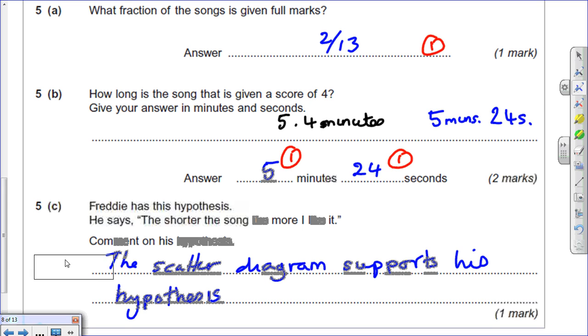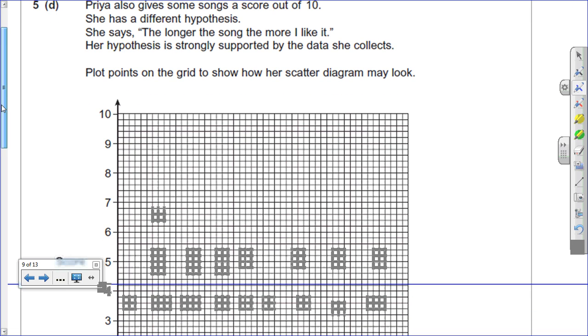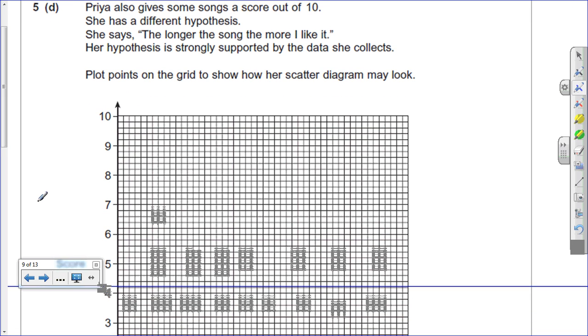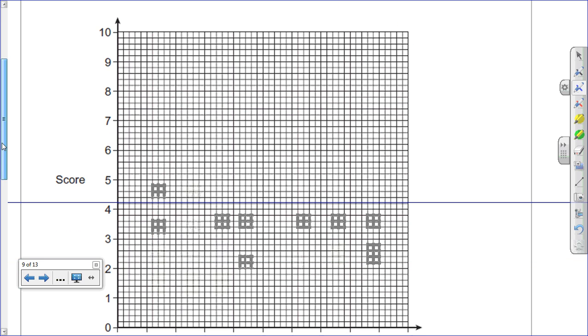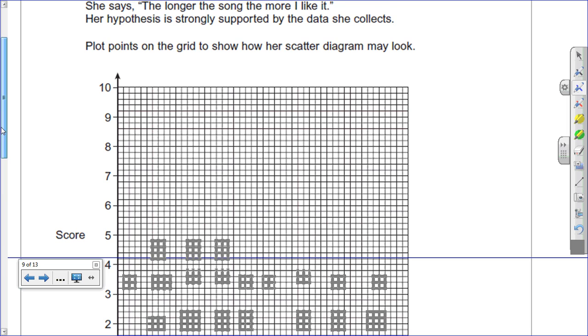So we just have to put some crosses down here. But it also said it's strongly supported. So the correlation is going to be a strong positive one. So the strong positive means all the points form, or are very close to, a straight line. 1 mark for that.